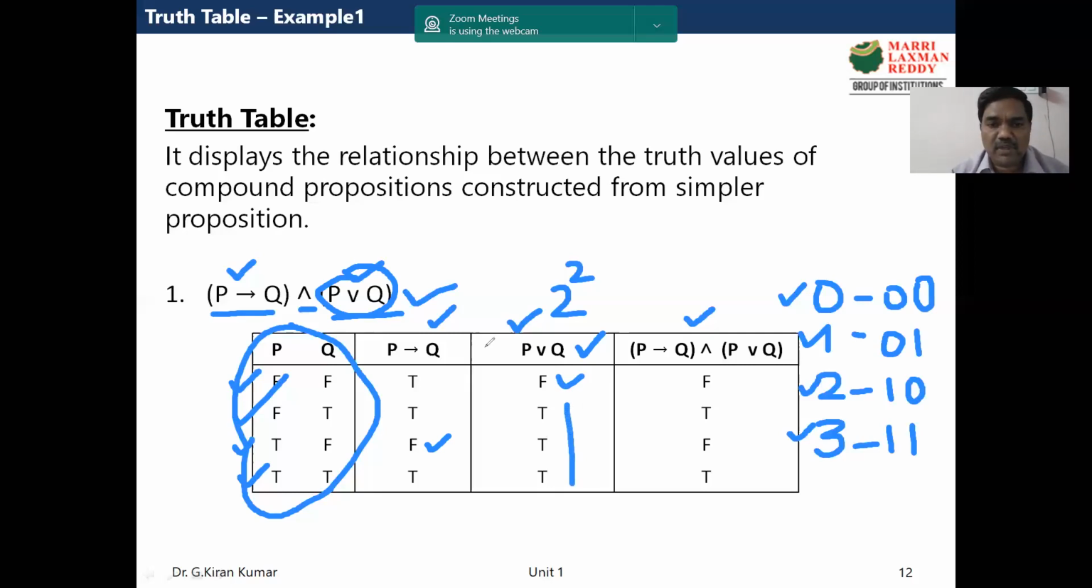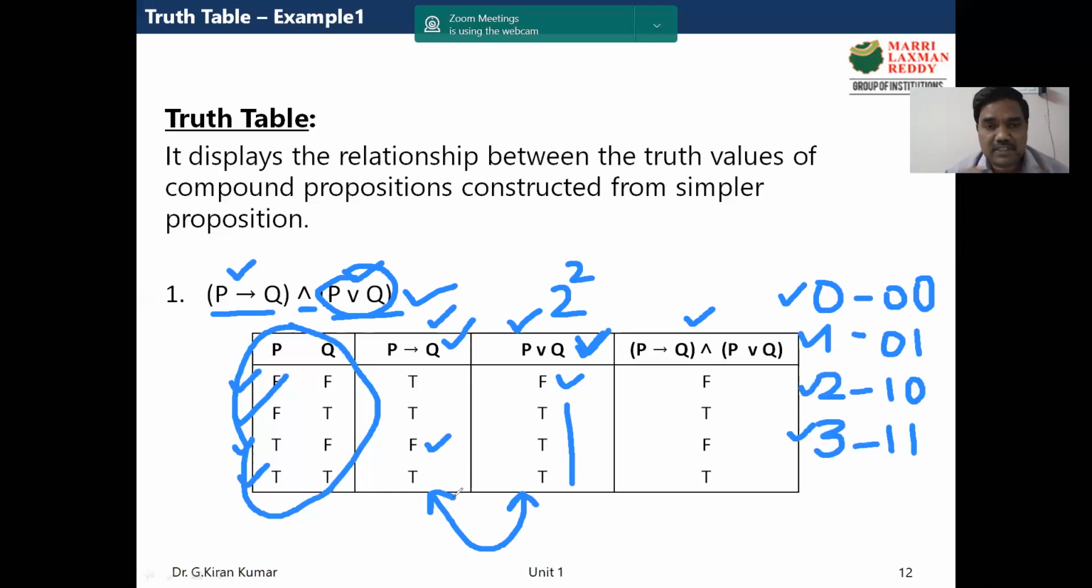Now I have p implies q here, and I have p or q here. Now it is (p implies q) and (p or q). That means between these two columns you have to apply the AND connective. Between these two columns, you have to apply the AND connective. And we know how AND works.